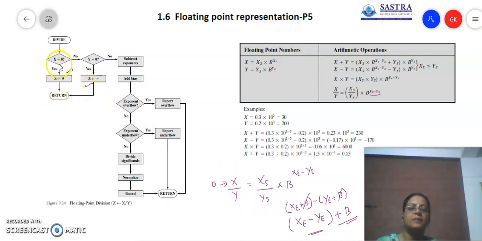So in the case of multiplication, if one of the operands is 0, the final answer will be 0. But in case of division, if the numerator is 0, the answer will be 0. But if the denominator is 0, the quotient will be infinity. So we have to set the value of z either as 0 or infinity based on the values of x and y. If none of the operands is 0, then obviously we will come to this step, you will be subtracting the exponents. When you subtract the exponents, as I told, one bias will be there with xe and another bias will be there with ye. These biases also will be subtracted, so b minus b, it will be cancelled out.